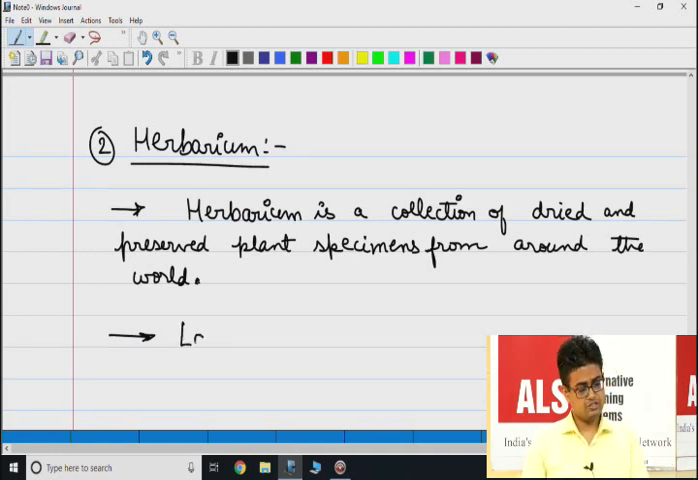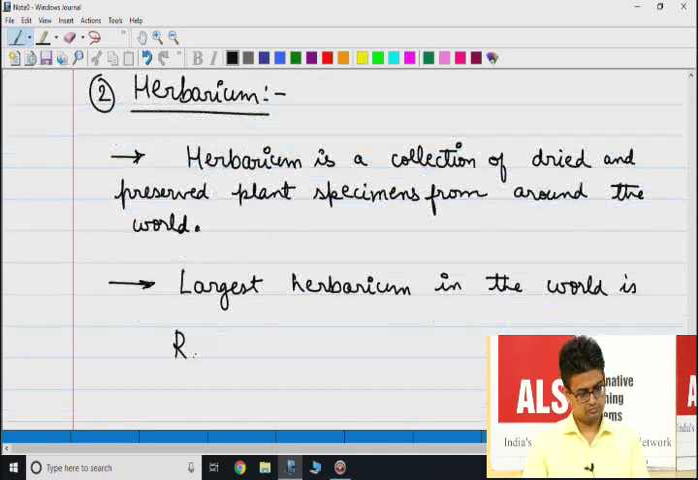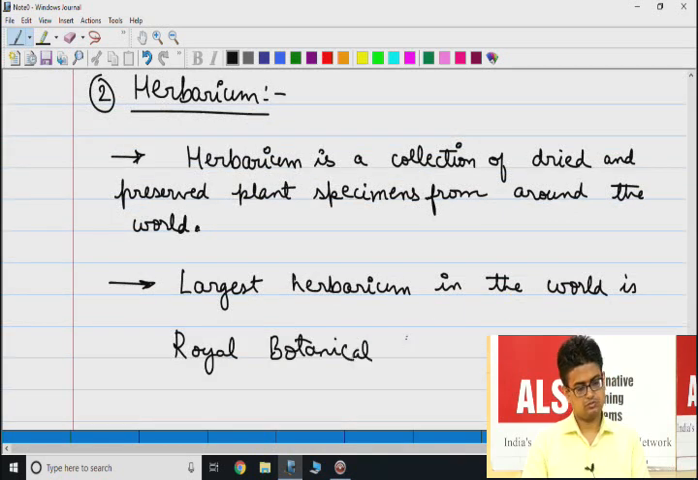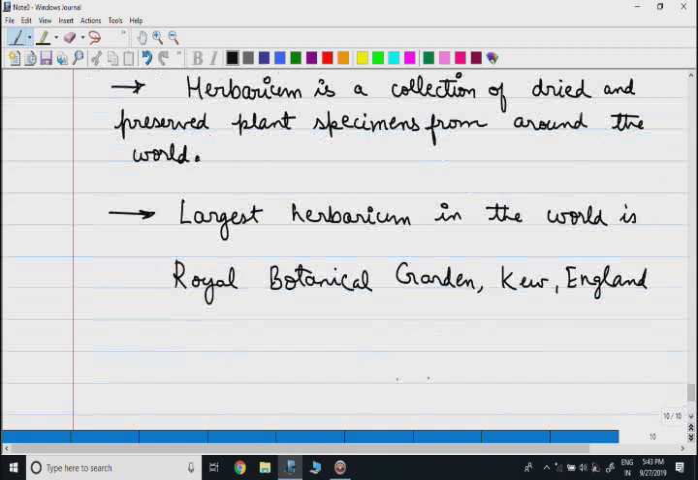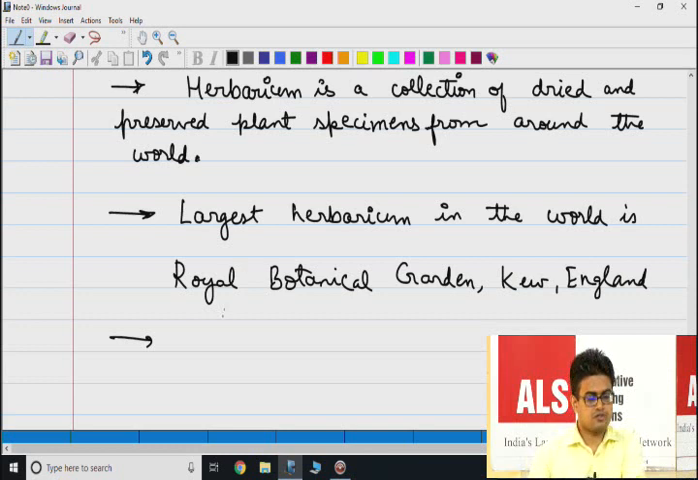And largest herbarium in the world is Royal Botanical Garden, Kew, England. It has about 6 million specimens. In Indian Botanical Garden, there are only 1 million specimens.